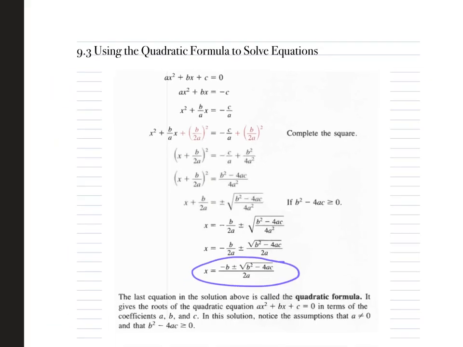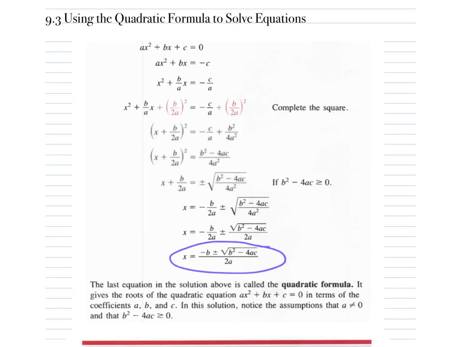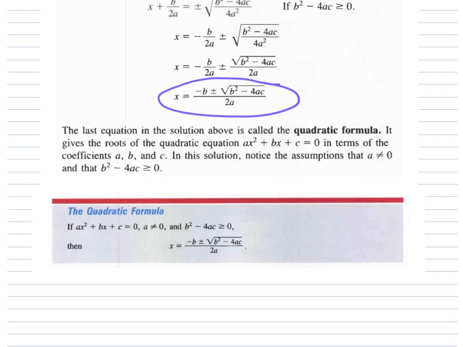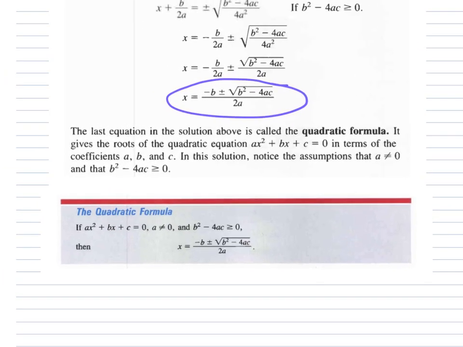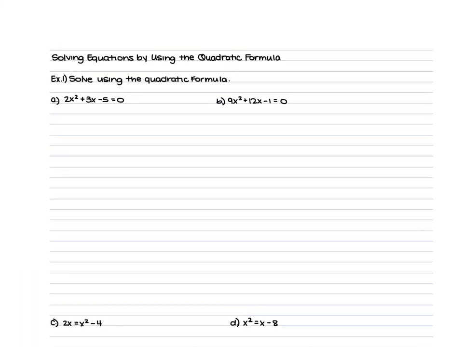And then with these, if your radical simplifies, you're going to have two answers. Remember your formulas for your trinomials: ax squared plus bx plus c. That's where you're getting your a, b, and c from for your quadratic formula.